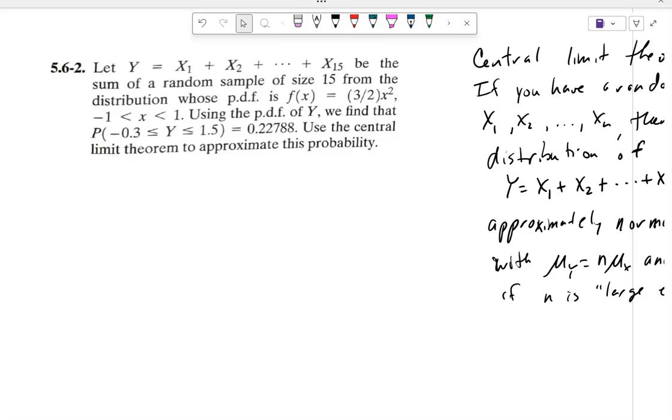All right, so we need to figure out the mean and the variance of this distribution. How do we figure out the mean? What do we do?